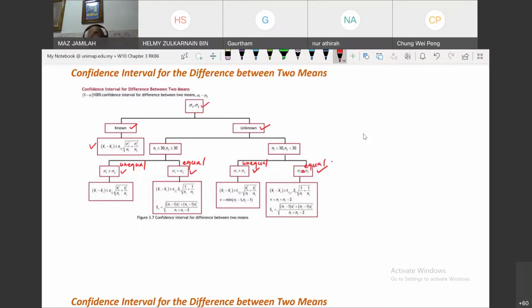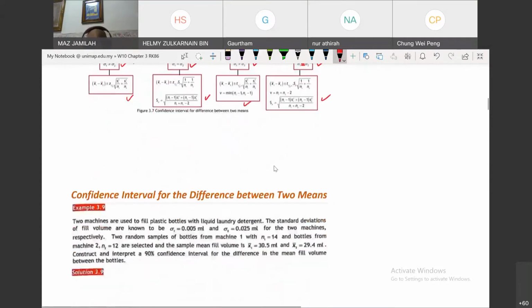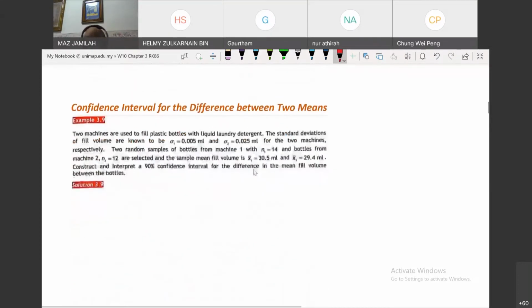Okay, so there will be different ways of how to use this particular calculation of your sigma and S. Okay, so let us look at the first example. If you turn to your page, example 3.9 is somewhere in your textbook on page 95.